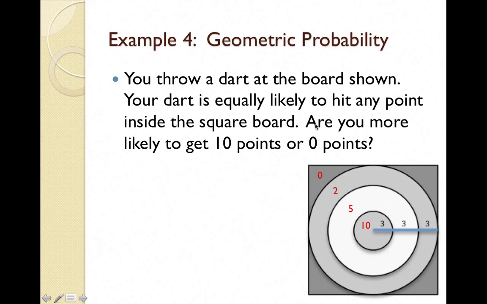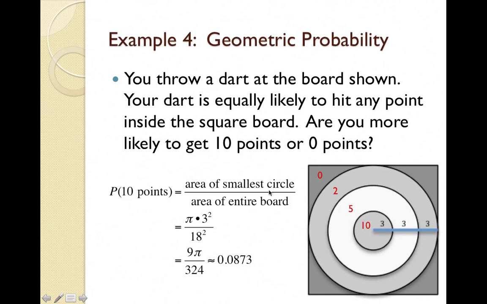Okay, so the question here is, are you more likely to get 10 points in the bullseye or 0 points out here on the corners? So let's figure out what the probability for 10 points would be. Since my dart is equally likely to hit any point inside the square board, any point in here would be referring to area. So in order to find the probability of getting 10 points, I need to figure out what is the area of the bullseye, which is the smallest circle, and compare that to the area of the entire board.